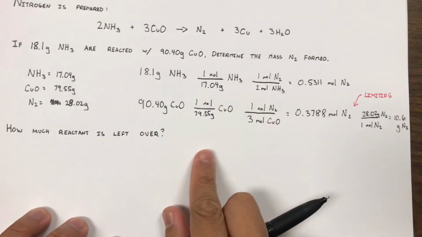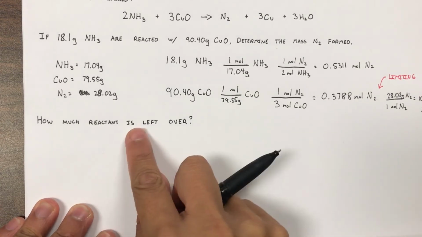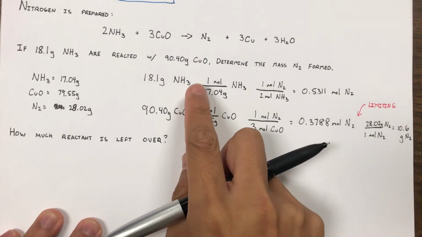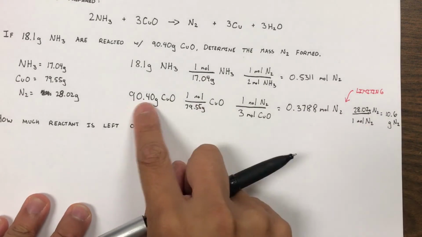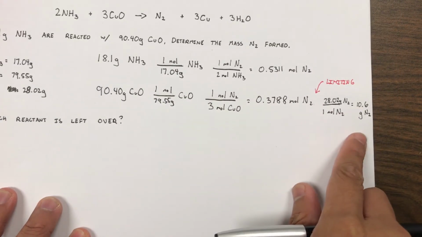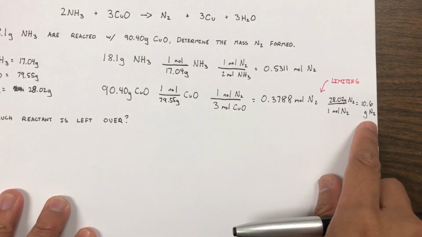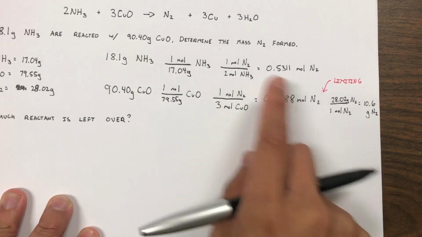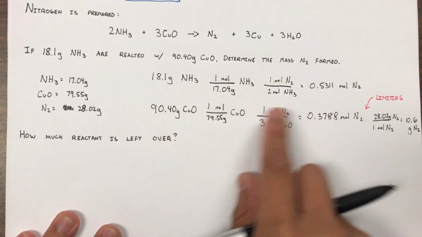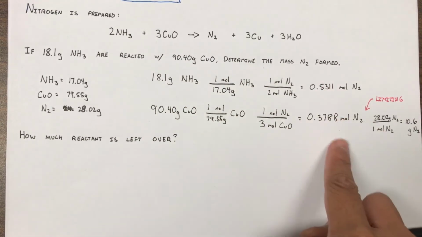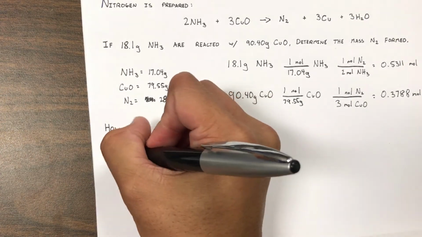Okay, so if we were going to continue this problem, if I want to know how much reactant is left over after reacting the ammonia with the copper oxide, we know that all of the copper oxide is gone. It all went to the creation of 10.6 grams of N2. But we're going to have a little bit leftover ammonia. So how much of that ammonia is left over? Well, we can take the difference here.